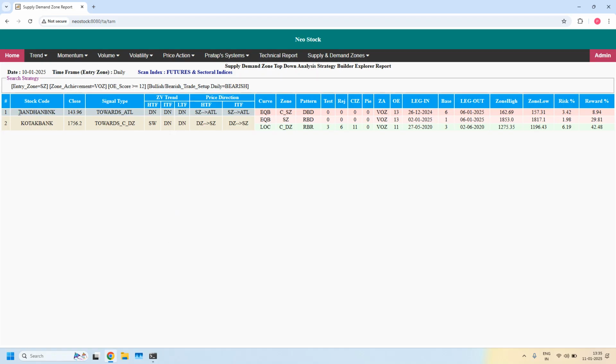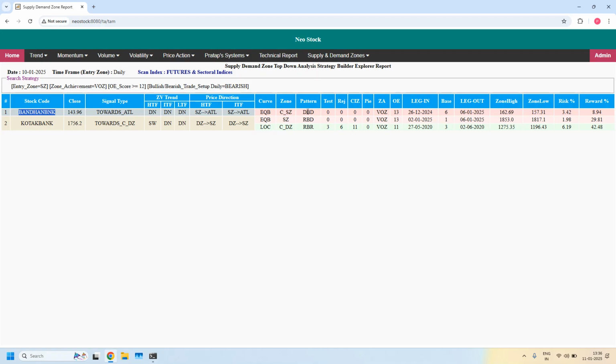Have you noticed Bandhan Bank is not having a demand zone? That means this is an all-time high supply zone, daily supply zone. Sorry, not all-time high, sorry for my mistake. All-time low is the right word. So this is the all-time low supply zone. All-time high should be applied only for demand zones. All-time low should be applied to supply zones. So this is an all-time low supply zone.